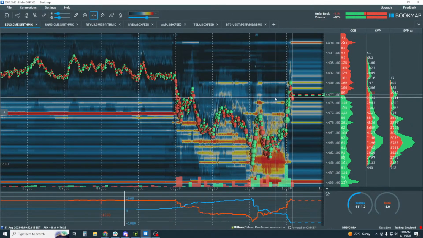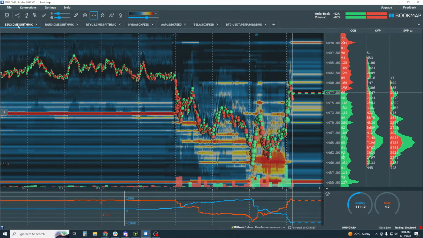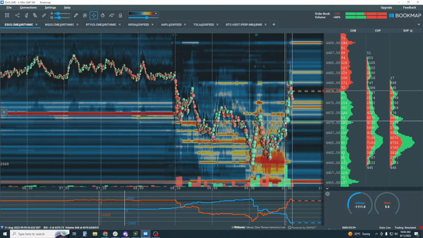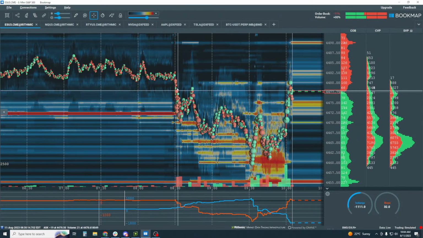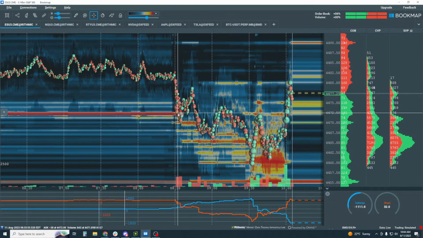All right, let's take a look here. We're going to jump into the S&P E-mini and we'll go over the order flow briefly here. What we see in Bookmap, interesting stuff right off the bat. Usually is. You can see the 8:30 PPI data that we had here.